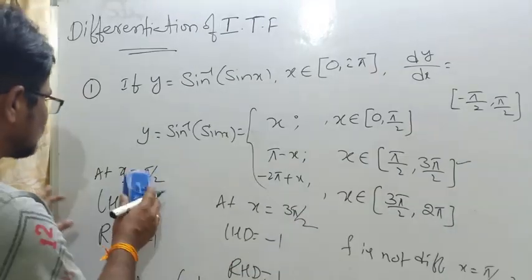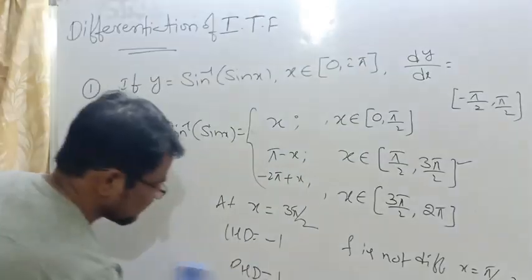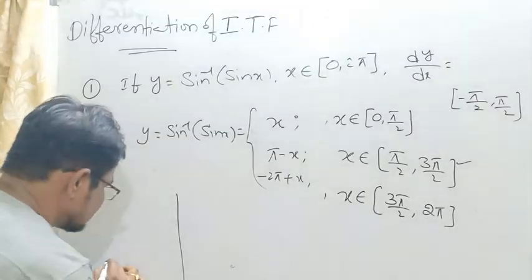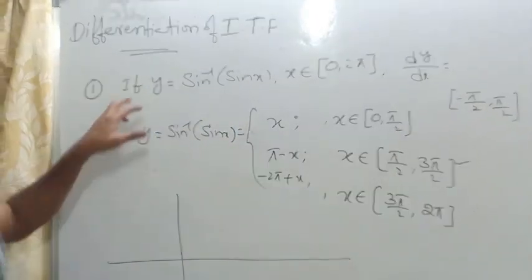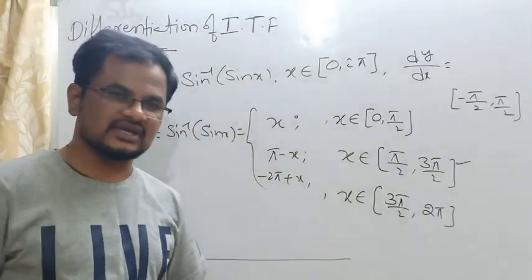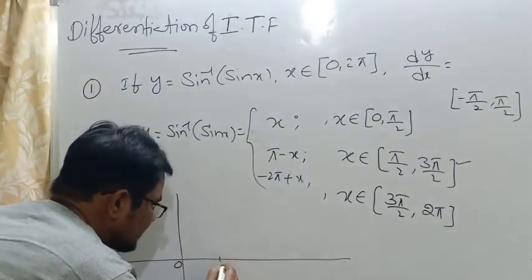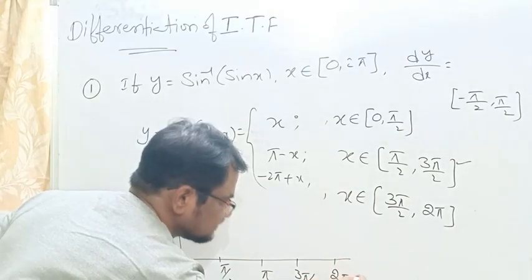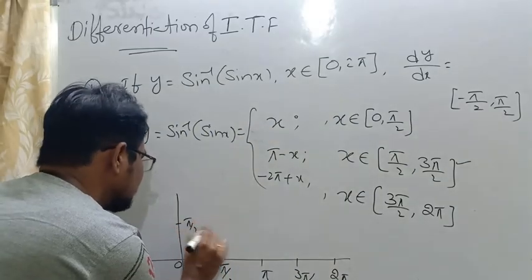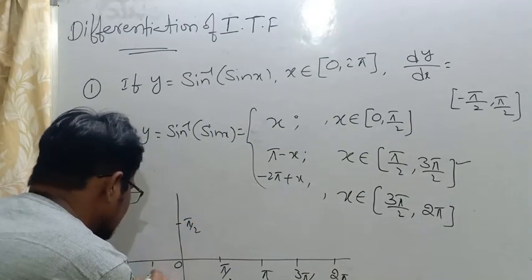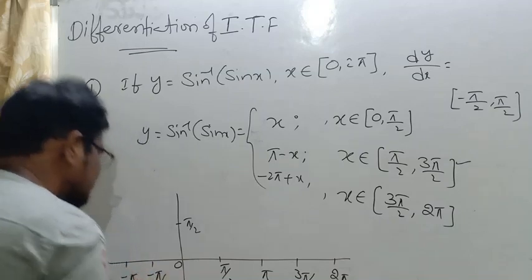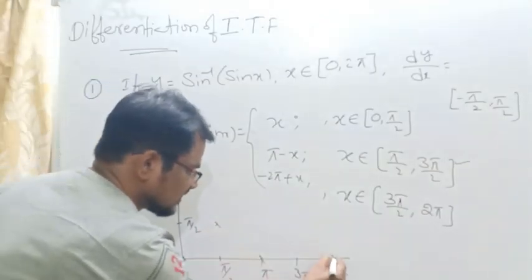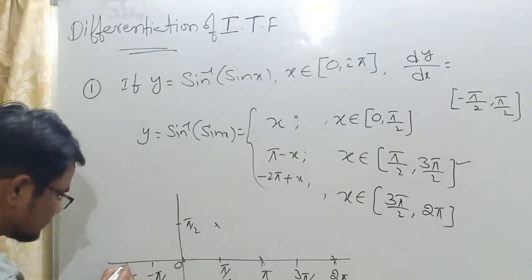The same thing, how to show by the diagram, I will explain. If you take the same thing on a diagram, the graph of the function y equal to sine inverse of sin x, mark here 0, here pi by 2, here pi, 3 pi by 2 and 2 pi, and on the other axis minus pi by 2, pi by 2, and so on, like this.